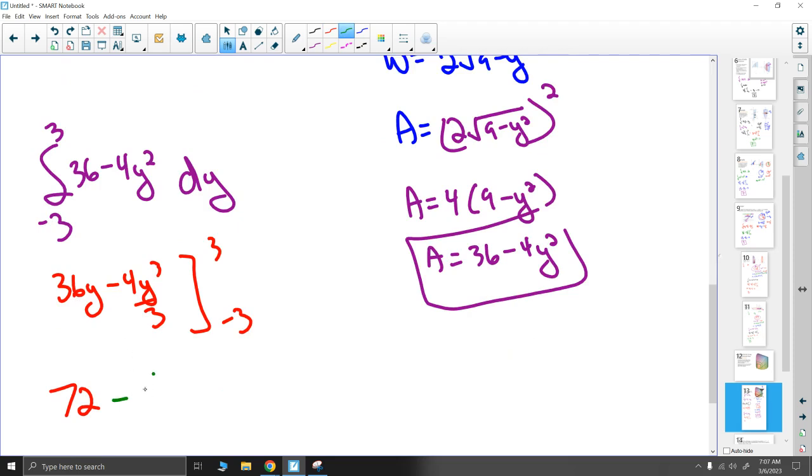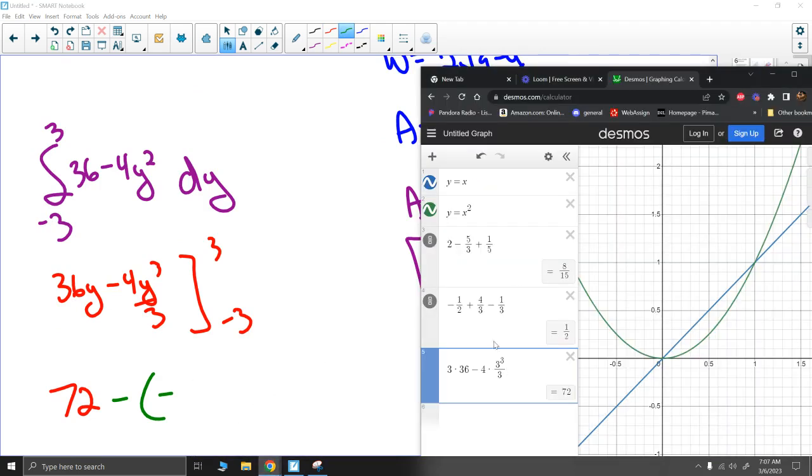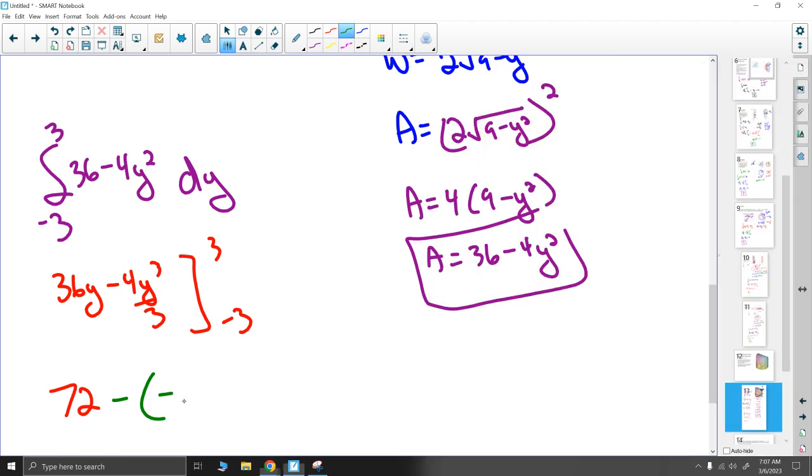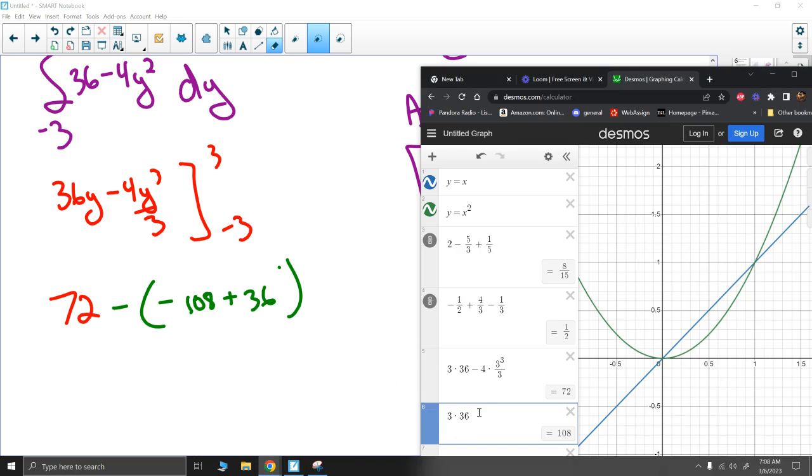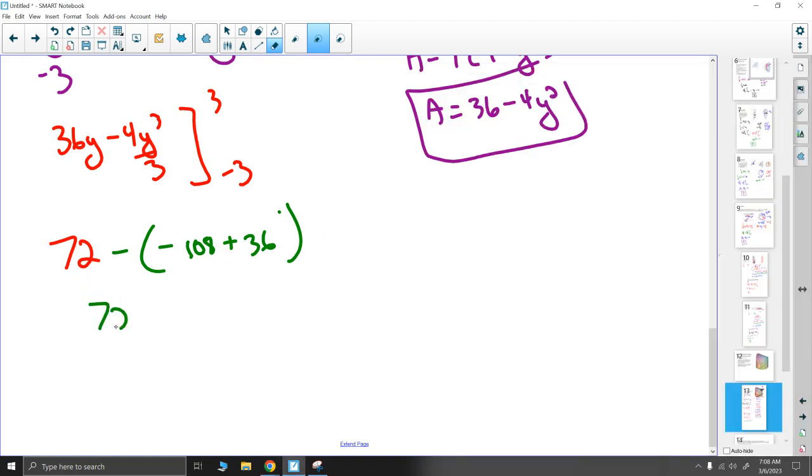And for -3, that would be minus a negative: 3 times 36 is 108, so -108, minus a negative, so that'd be plus 4 times 3 squared, because 3 cubed over 3 is 3 squared. So 4 times 9 is 36. I'll just write it that way. Okay, so real quick, 108 minus 36, that's going to be -72 here. So we have 72 plus 72, which is 144. Same thing as we got in the other.